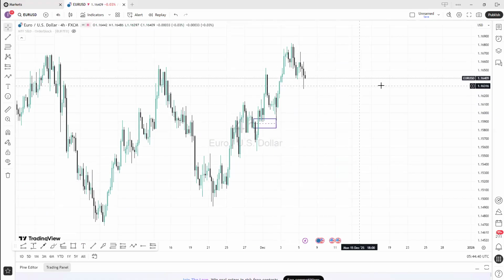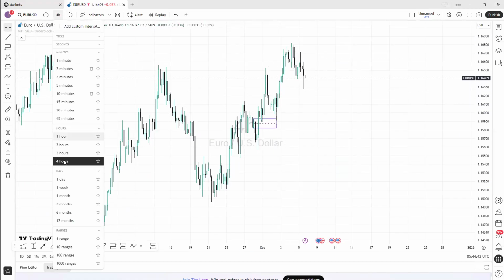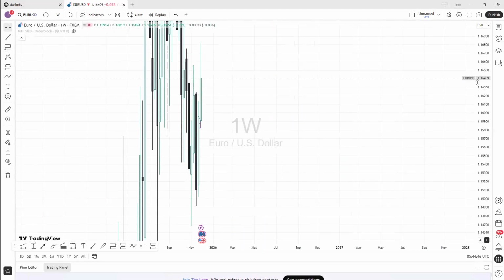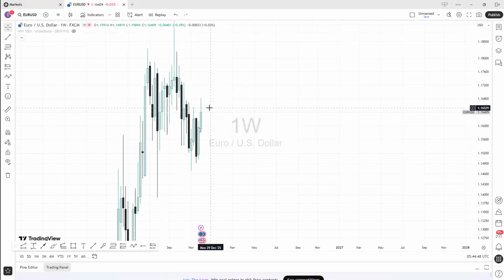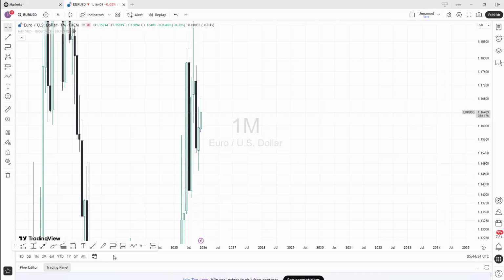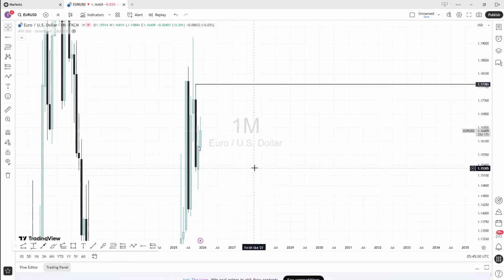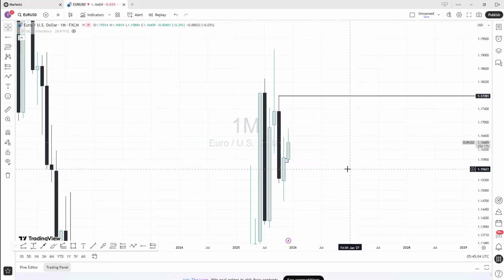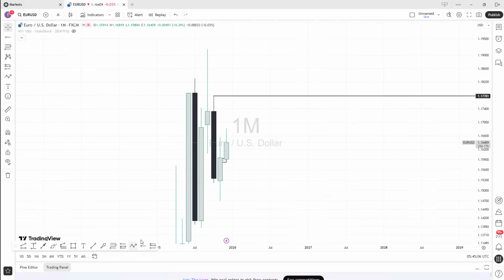Euro USD. Euro USD, start with the weekly time frame. You can see the daily bias is bullish. On the monthly time frame, the previous month closed with a rejection. So our target this month is for price to reach that previous month high.